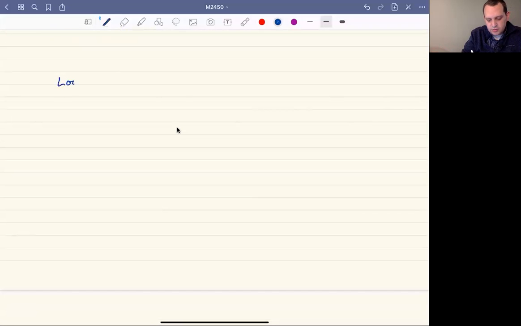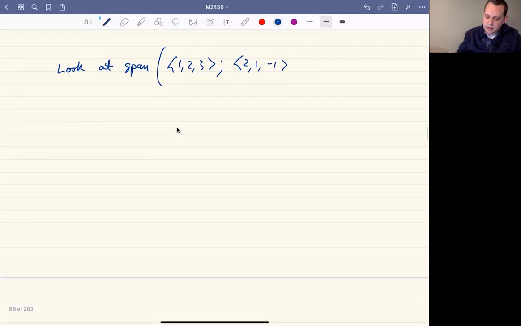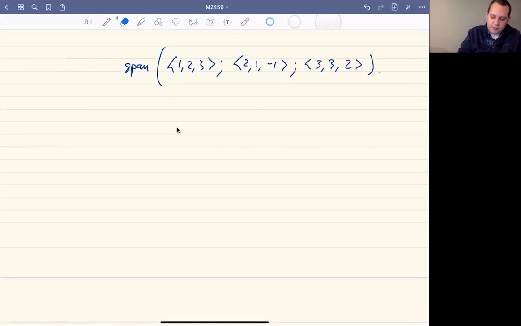Next, I want to look at the span of another set of three vectors: say 1, 2, 3; how about 2, 1, negative 1; and let's say 3, 3, 2. Let me be a little more precise. I want to describe the span of these three vectors.